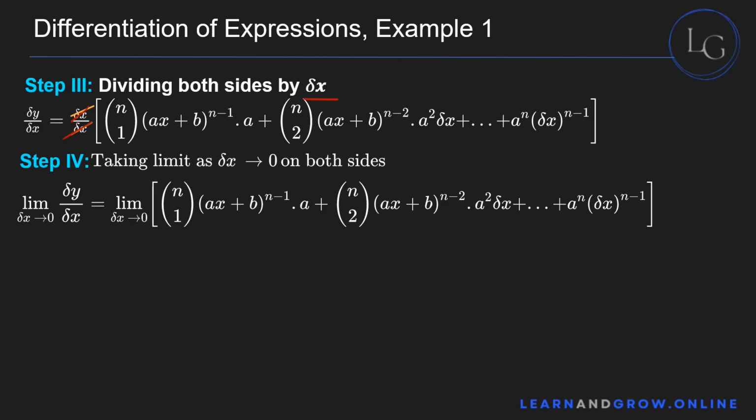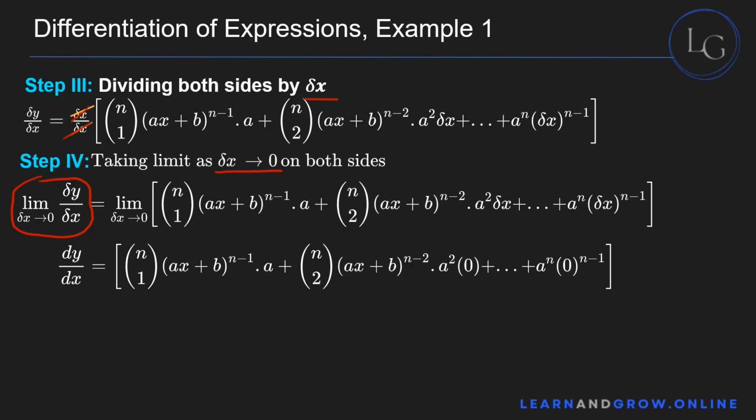And now you'll go to step 4, which is take the limit as delta x approaches 0 on both sides. This, as you remember, is the final form of the derivative of y with respect to x. So this is just f prime of x, and that is what we have to find. And over here you'll apply the limit.